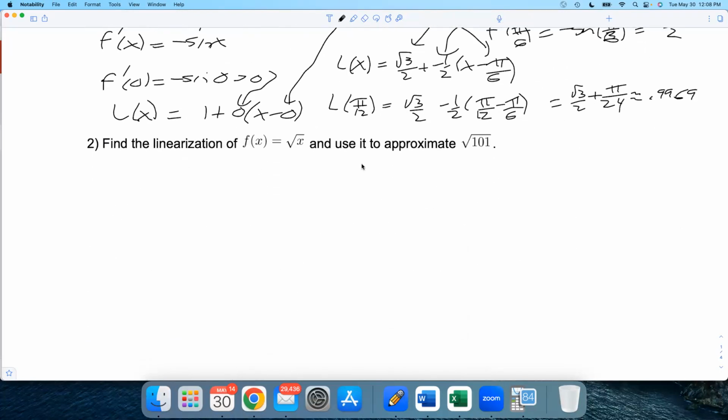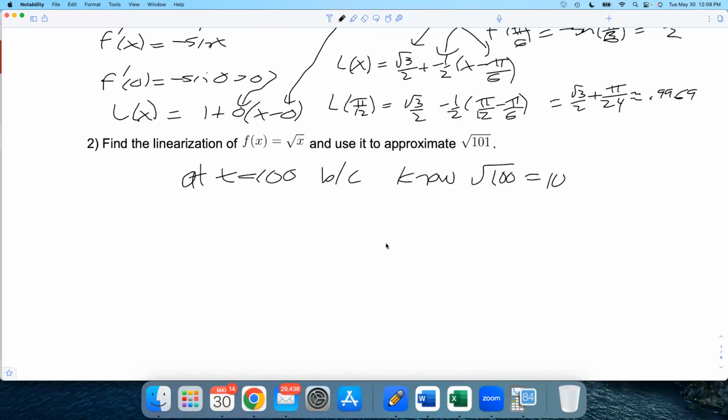Okay, let's play the same game here. We're going to find the linearization. We're going to find the equation of the tangent line at some point we know that's near this guy. This is the whole key: you have to know the actual function value nearby this guy. So whose square root do I know near 101? Well, that would be 100. So we're going to do this at x equals 100. And because we know square root of 100 is 10.